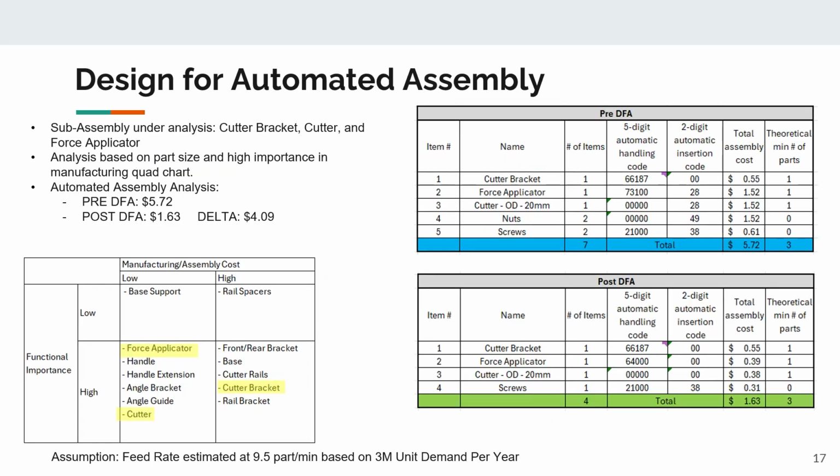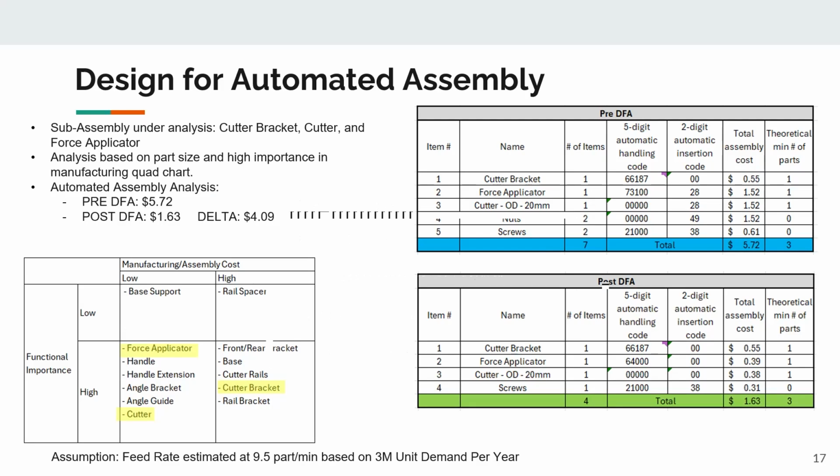For our design for automated assembly, the components we selected for the subassembly process under analysis are the cutter bracket, cutter, and force applicator. We selected these components based on our functional component mapping matrix and quad chart for high importance items, as well as items that would be suitable for automated assembly and were less than 100 millimeters in size. For our pre-DFA analysis, the assembly cost was $5.72. In our post-DFA analysis, the assembly cost was $1.63 for an overall delta of $4.09.